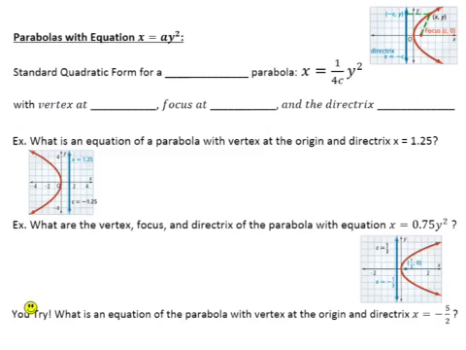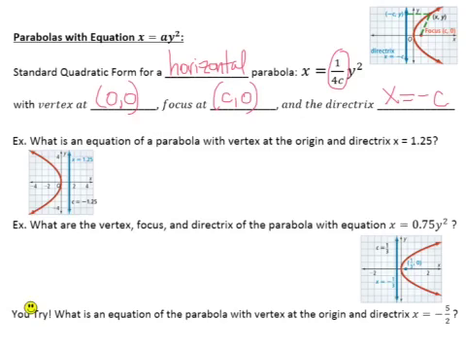Alright, now let's look at parabolas with the equation x equals ay squared. This is the standard quadratic form for a horizontal parabola, where again the a is being represented by 1 over 4c. So here our vertex is still at the origin at 0, 0. Our focus now is at c, 0. And our directrix is at x equals negative c. So notice the similarities between our horizontal parabola and our vertical one. Our focus, instead of being 0, c, is c, 0, and our directrix, instead of being y equals negative c, is x equals negative c.